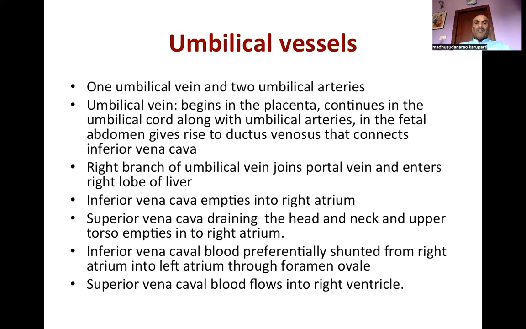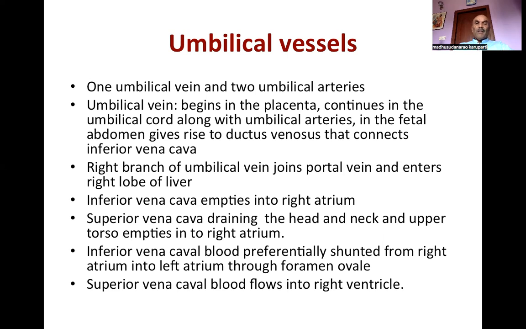As I told you, the umbilical vein begins in the placenta, continues in the umbilical cord along with the umbilical arteries into the fetal abdomen, and it gives rise to the vessel called the ductus venosus, which connects the umbilical vein with the inferior vena cava. The right branch of the umbilical vein joins the portal vein to enter the right lobe of the liver.